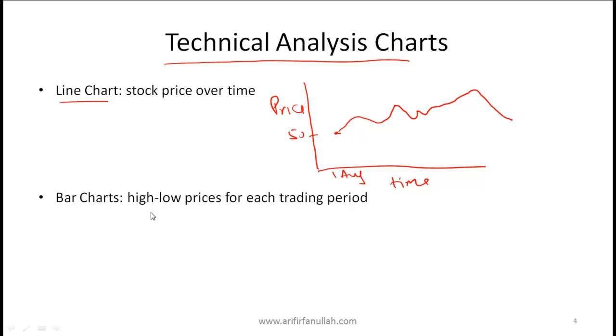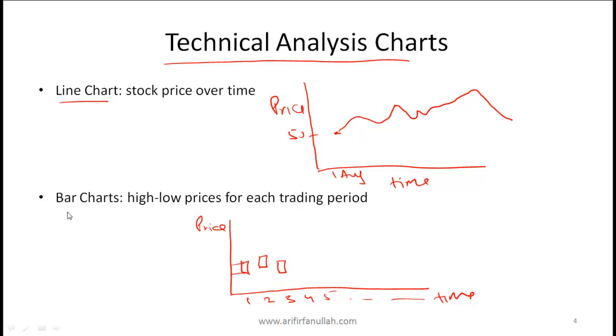With bar charts, rather than looking at average prices, we look at the highs and lows for each trading period. So here again the y-axis is price. The x-axis now would be trading period. So this would be the first week of August, second week of August, say third week of August, or it might be months, etc. So this is still a time dimension. And then for each trading period, we have a simple bar that shows us the low for the day, the high for the day, and so on. So this is a bar chart.